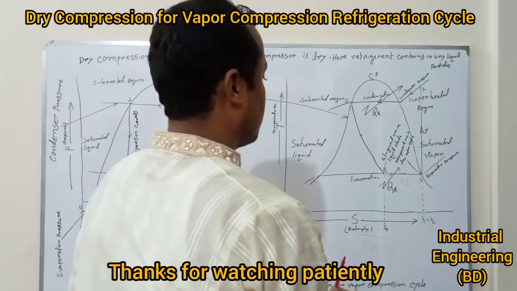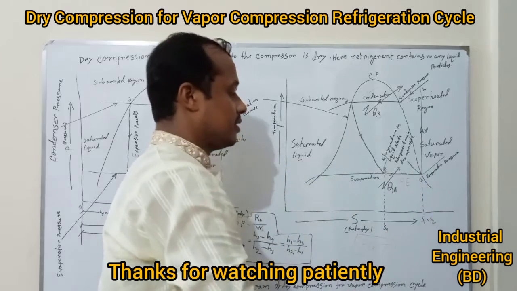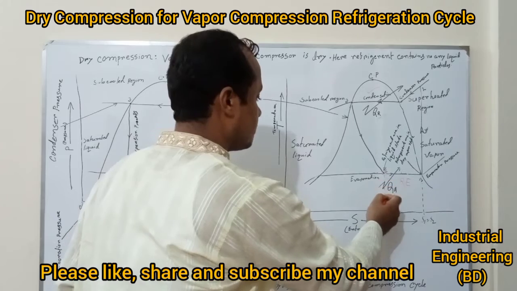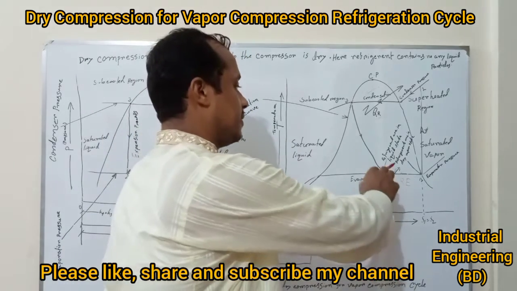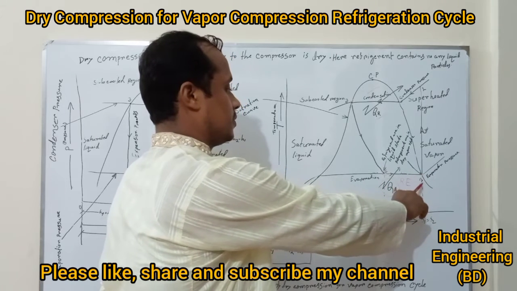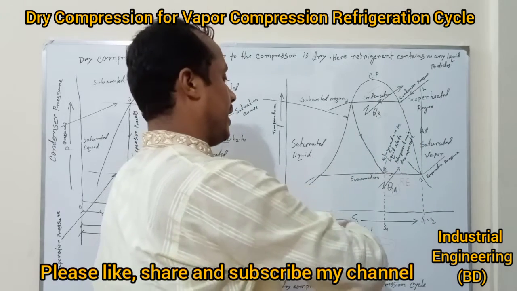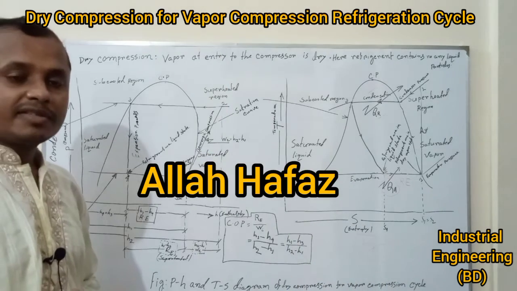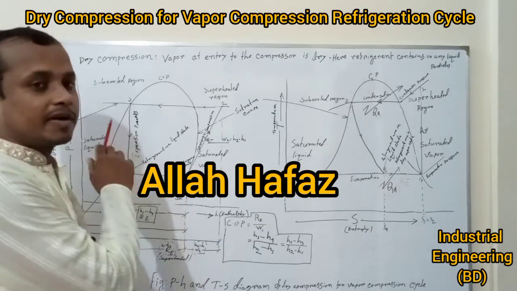And after evaporation, the refrigerant is in a dry state because it absorbs heat from its surroundings. So again, this dry refrigerant enters the compressor, and in a cyclic way, this process is repeated. So we have discussed the pH and TS diagram for dry compression.